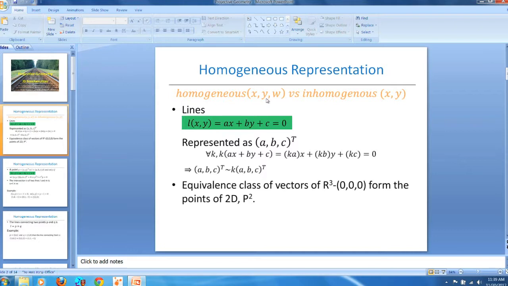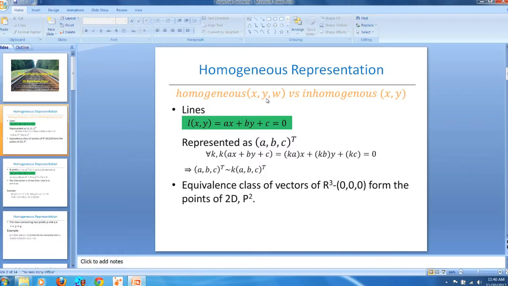Now, instead of all these equations, we could represent this as a vector, which in this case will be (a, b, c) transpose. Transpose means either a row vector or a column vector. Here it is shown as a column vector. This is what we call a homogeneous coordinate.